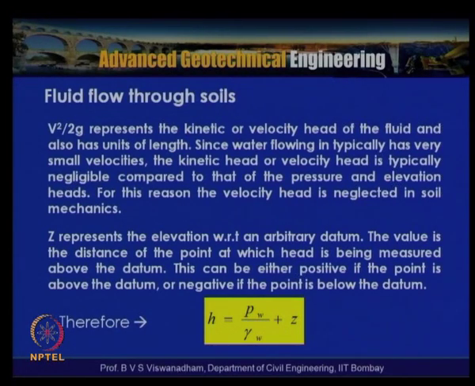For this reason, the velocity head is neglected in soil mechanics, and Z represents the elevation with respect to an arbitrary datum. So Z is the distance of the point at which the head is being measured above the datum. It can be positive if the point is above the datum, and negative if the point is below the datum. Therefore the total head is pressure head plus elevation head.